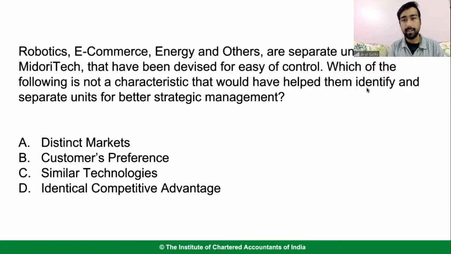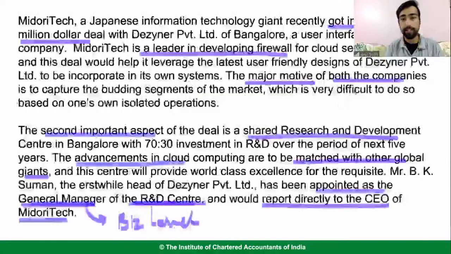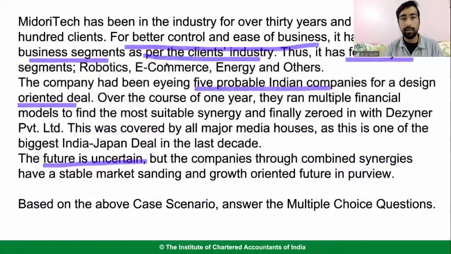Robotics, e-commerce, energy, and others are separate units of Midori Tech that have been devised for easy control. Which of the following is not a characteristic that would have helped them identify and separate units for their better strategic management? Okay, now tell me, which of these is not a characteristic that would have helped them identify and separate units? What have they done? They have created based on client industry, right? We read that for better control, and what did they do? They have divided their company into 4 segments based on client industry.